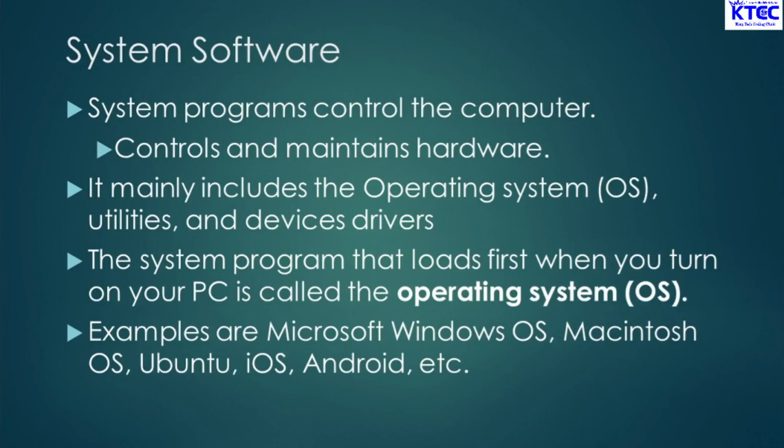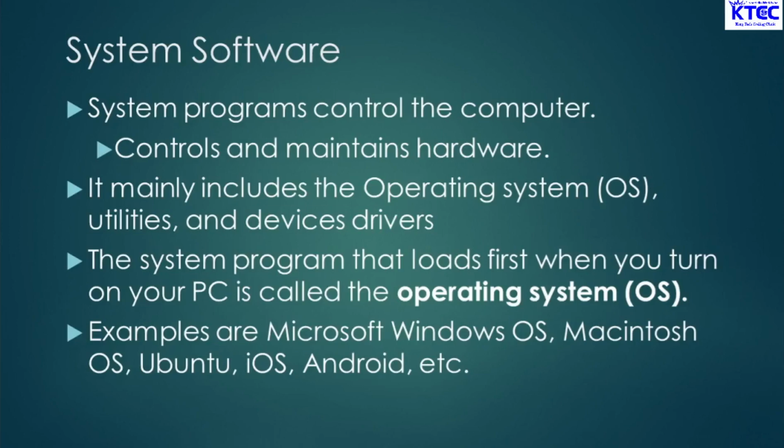It controls and maintains the hardware components. The moment you boot the machine, the moment the hardware components begin to interact with one another, that is when the system software also begins to load to give you the graphical user interface where you can do whatever you want with the computer. It mainly includes the operating system, and basically that is what we term as the operating system. System software is basically the operating system, its utilities, and then device drivers.